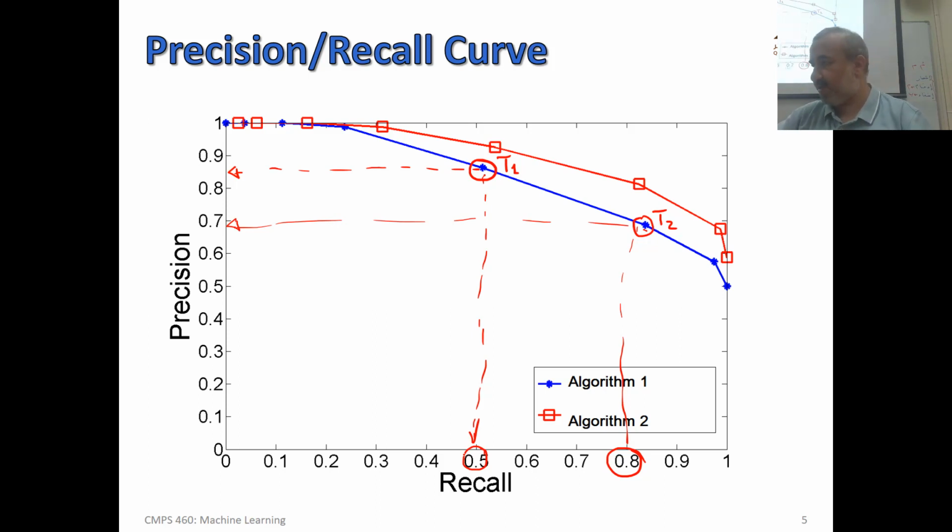Now we have both precision and recall. Let's say that we have one number for precision and one number for recall. How can we combine them into one single number? What is the easiest idea of combining them? Average, right? We can average them, right? Precision plus recall over 2.